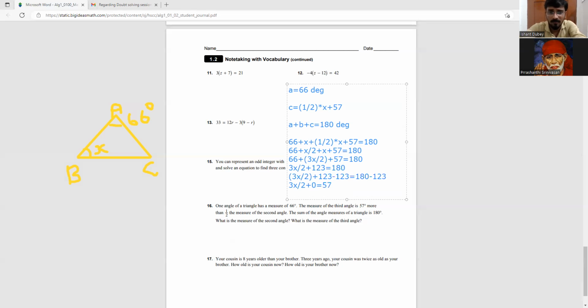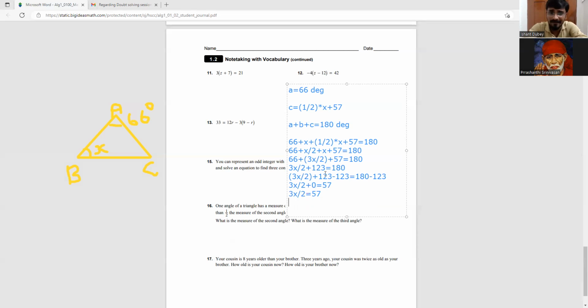57. Okay. Now, next step, what will you get? 3x divided by 2 plus 0 means you'll get the same, equals 57. Now here, what do you have to do? In the coefficient, you have 3 by 2, right? In order to remove that 3 by 2 coefficient, you multiply by 2, since in the divisor you have 2, and you divide by 3, since the multiplier is 3. Yes or no? Yes, sir. It will become 1.